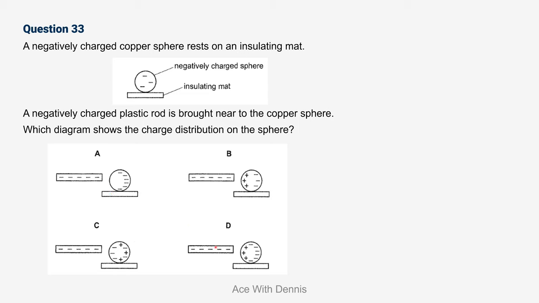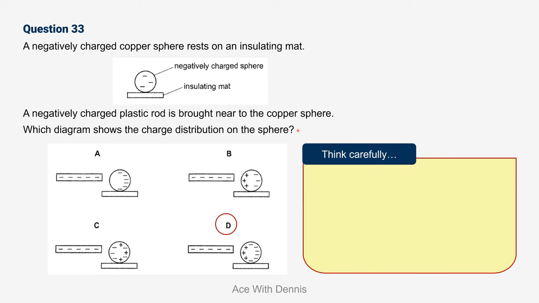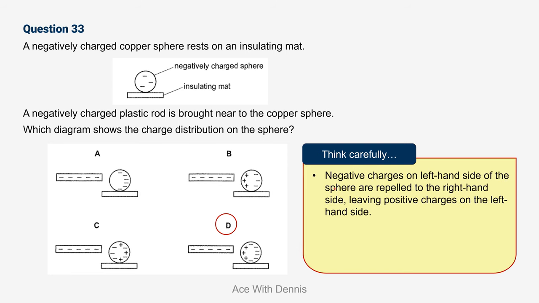So which option is the answer for this question? The answer is D. The reason is, we have to think carefully. First, the negative charges on the left-hand side of the sphere are repelled to the right-hand side. Why? Because the rod here is negatively charged, right? We know like charges will repel. So they will repel to the right-hand side, leaving positive charges on the left-hand side. So from here, that means A is incorrect and C is also incorrect. So it's possible to be B and D.